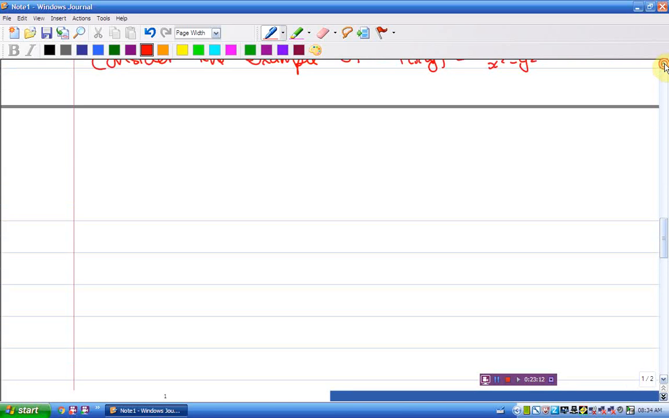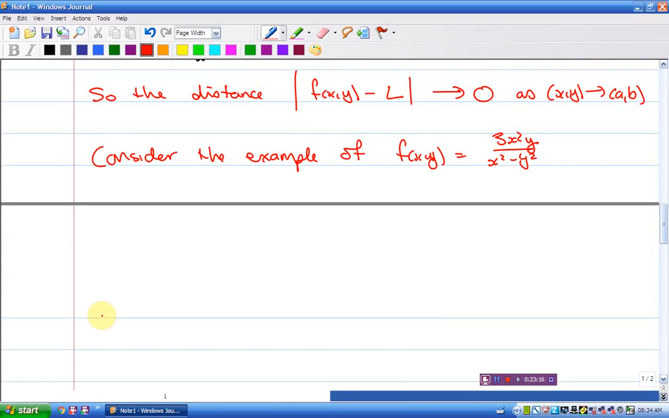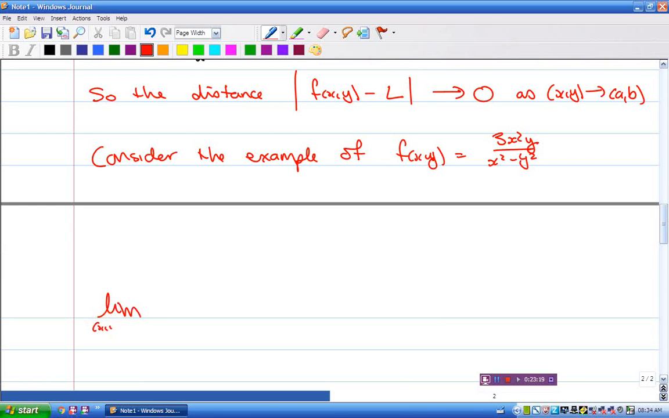It's at the top. So we want to look at the limit as xy tends to 0, 0 of 3x squared y over x squared minus y squared. This is exercise 70. We want to see, does the limit exist? And if it does, what is the limit?